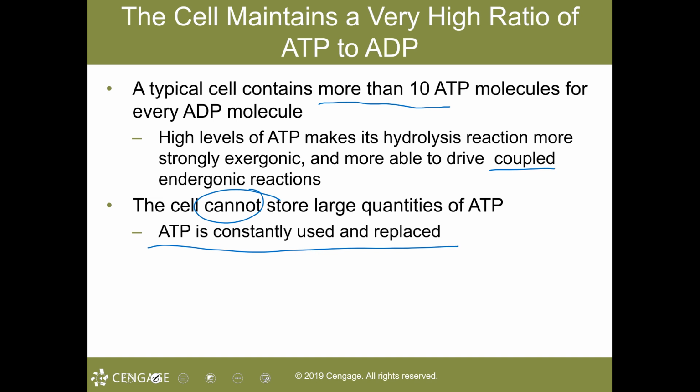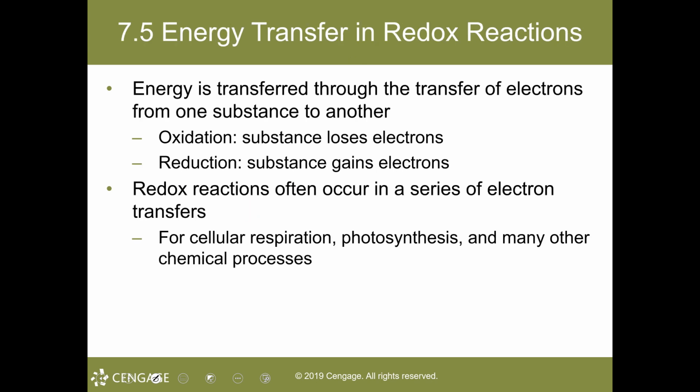And as I mentioned moments ago, if energy is going to be stored, it's going to be stored in the form of glycogen, or at least in the form of starch, or even in the form of some lipid within us. So next is section 7.5, and we're getting closer to the end with energy transfer and redox reactions. This goes back to chapter 2 with basic chemistry, in which you were taught that energy is transferred through the transfer of electrons from one substance to another. So it was referred to as being oxidation and reduction.